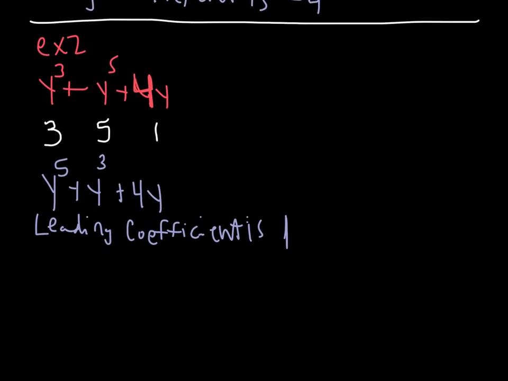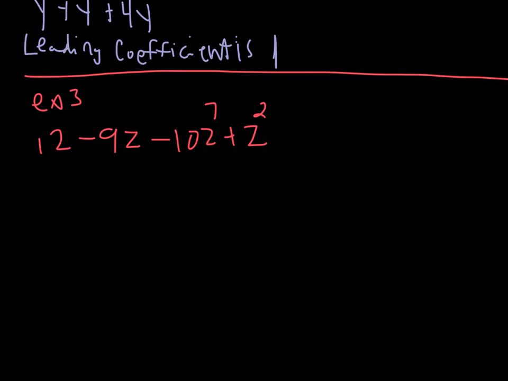Alright, try this last one on your own here. So 12 minus 9z minus 10z to the 7 plus z squared. Take a minute to try this out, pause the video, and then come back and check with my answers.